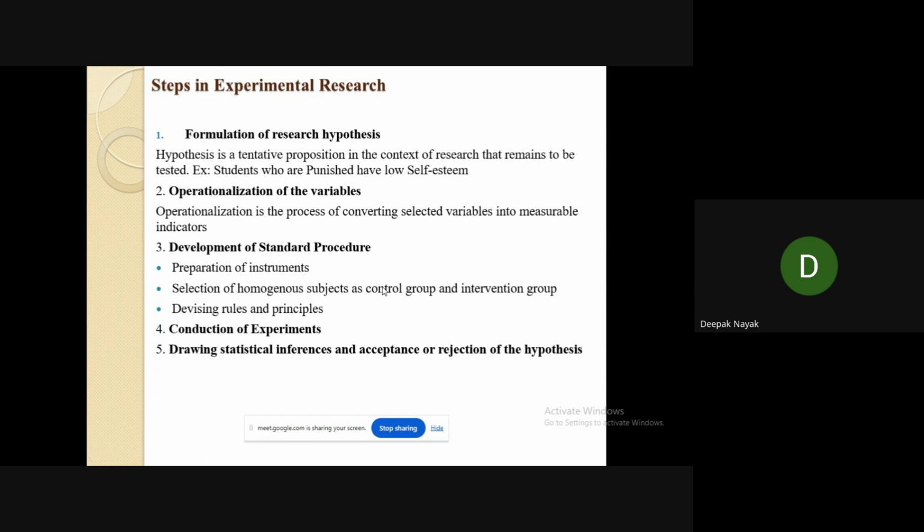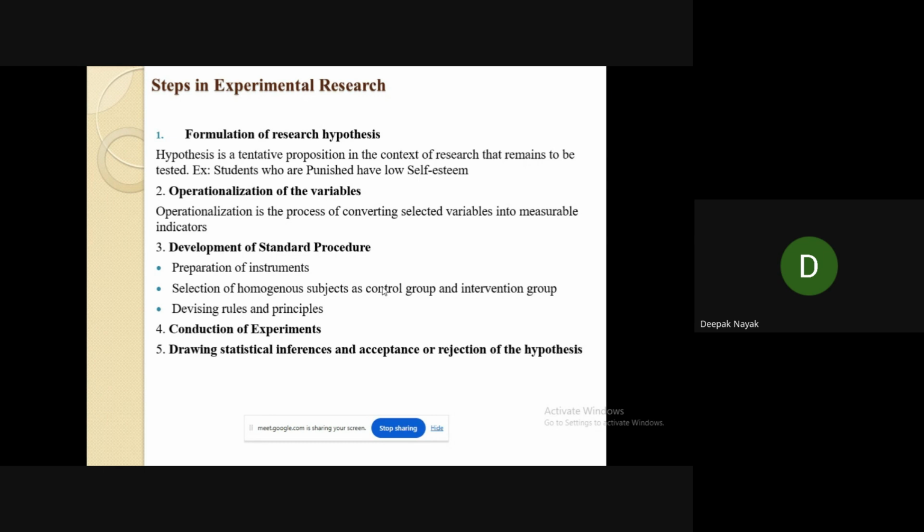The next step is development of different standard procedures. Here again, this looks a bit repetitive, but let me tell you again. You have to prepare different tools and techniques to measure self-esteem, because for measurement of self-esteem there are many instruments already expressed by previous research. You have to go through past studies to operationalize your self-esteem. For that, different procedures and instruments are used. You have to prepare them.